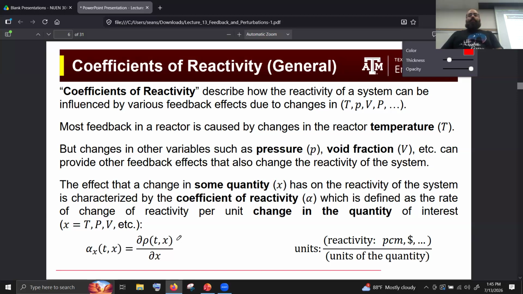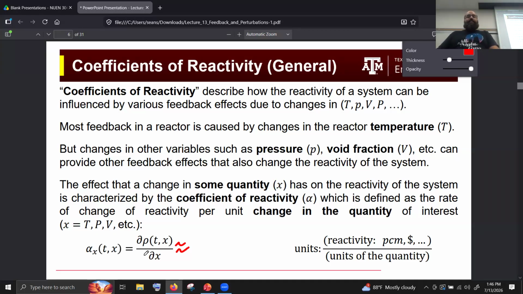But how can I approximate this derivative if I didn't know how reactivity changed with x? Is there a way that I could take this derivative and approximate it? How could I approximate this quantity? If you have a derivative, and you don't know what the functional form of that derivative is, how might you approximate that quantity?